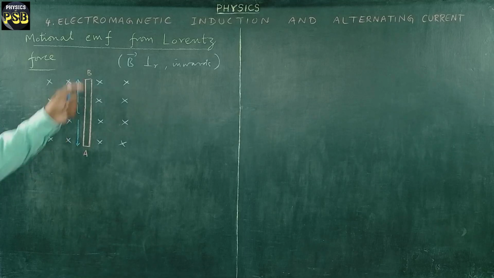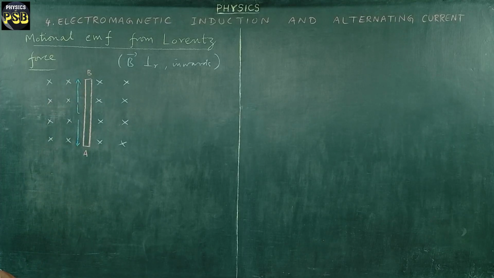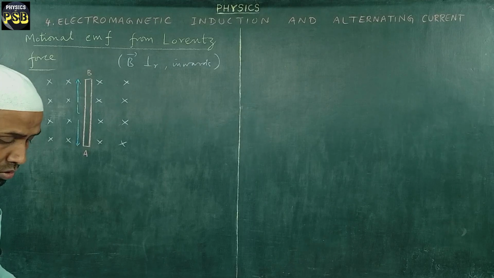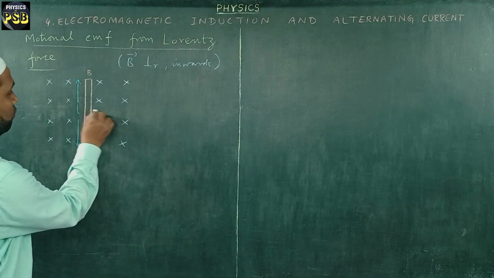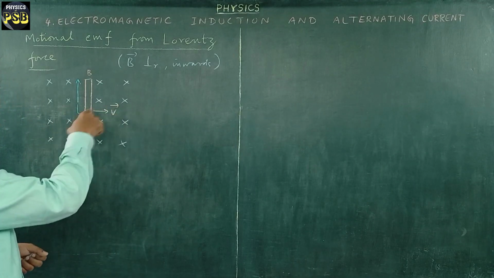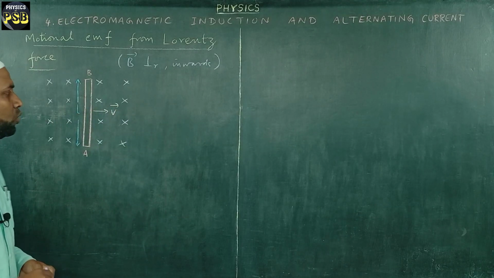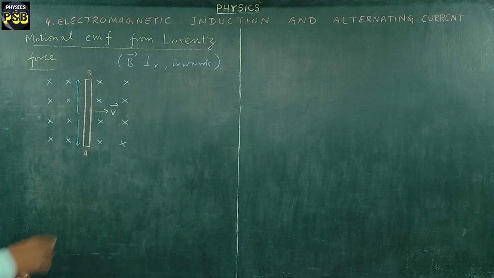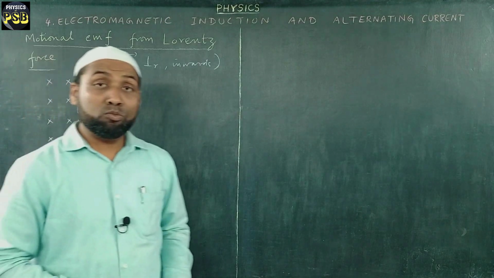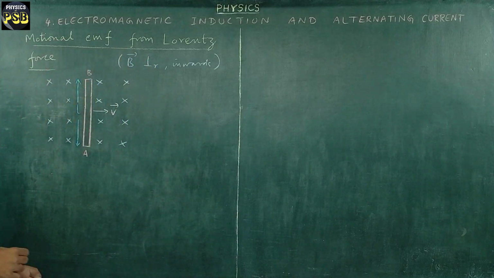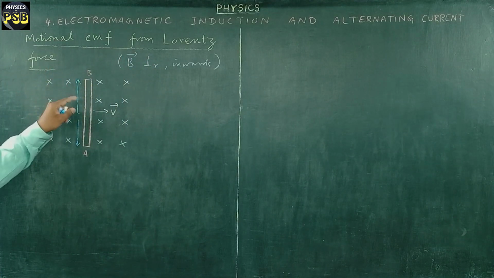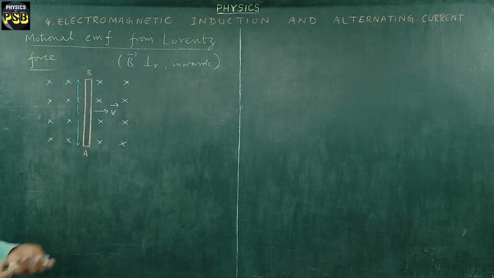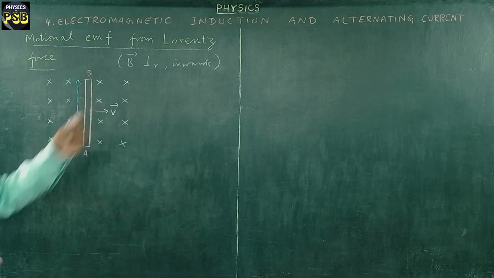Now, this conducting rod AB, whose length is L, is made to move with velocity V vector in this direction, towards the right side. When it happens, the free electrons present within the conducting rod will also move with the same velocity, in that particular direction. As a result, they experience Lorentz force. As we know, any charged particle, when made to move in a uniform magnetic field, experiences Lorentz force.